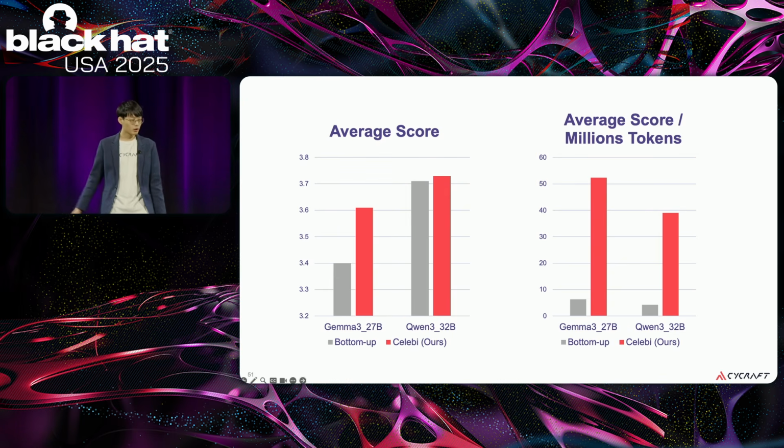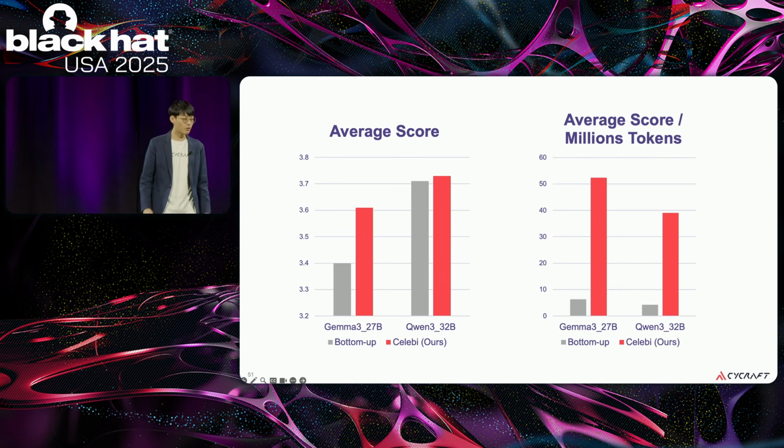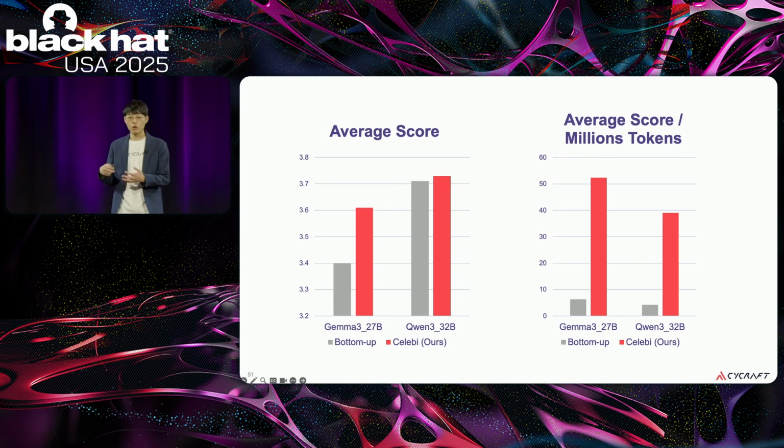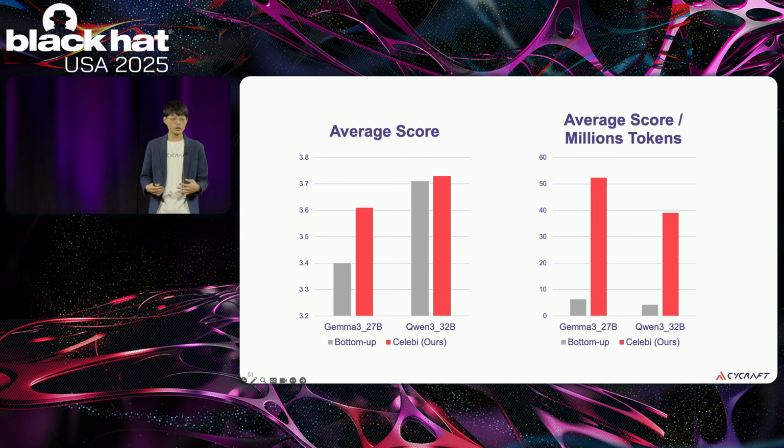So this is our final result. On the left, you can see the average score for our Celebi system. The red bar is higher than the bottom-up method. It means that even though we only analyze selective functions, our result is as good as the bottom-up method. And if we divide our average score by the million tokens, we can see that our result is much higher than the bottom-up method. This means that we cost fewer tokens and we can run faster.